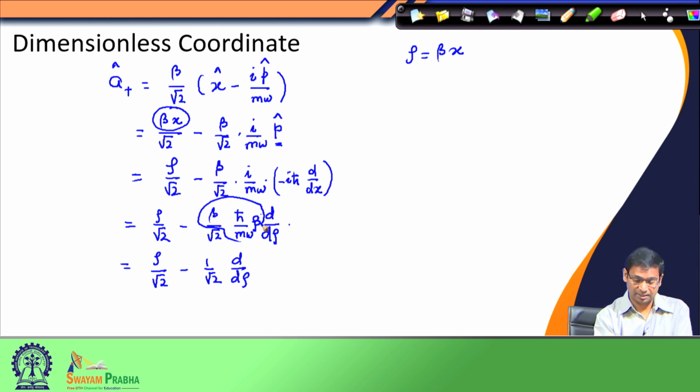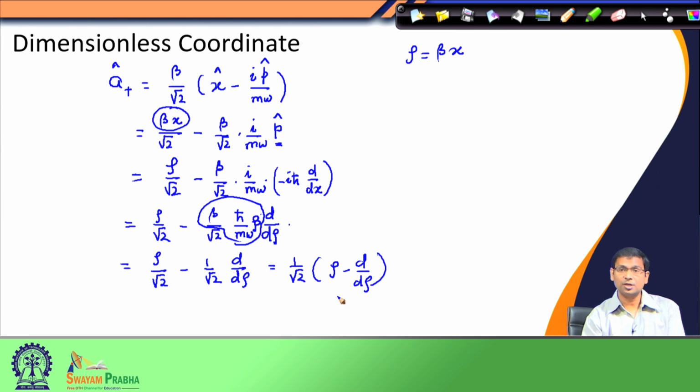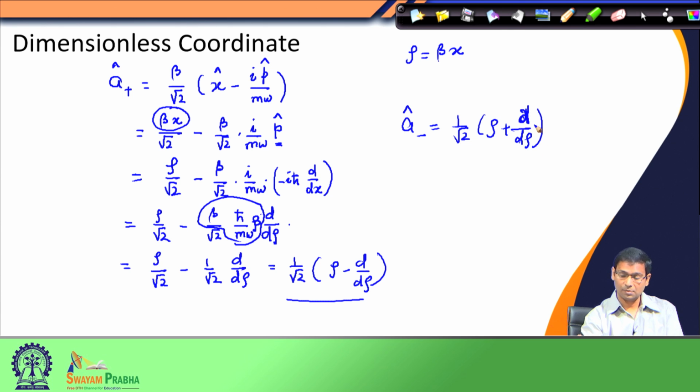All these terms cancel out, they become 1, and then I am left with this simple form. So, in dimensionless coordinate, my step up operator also becomes somewhat simple. I can similarly show the step down operator as this. This is the step down operator and this is the step up operator in dimensionless coordinate.